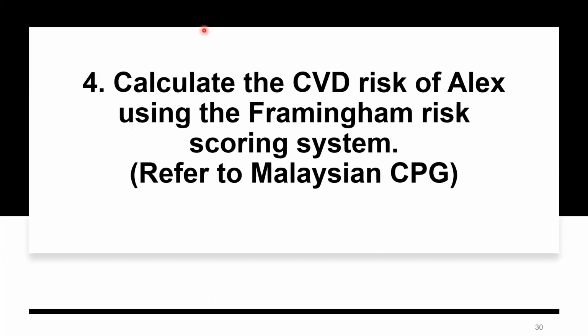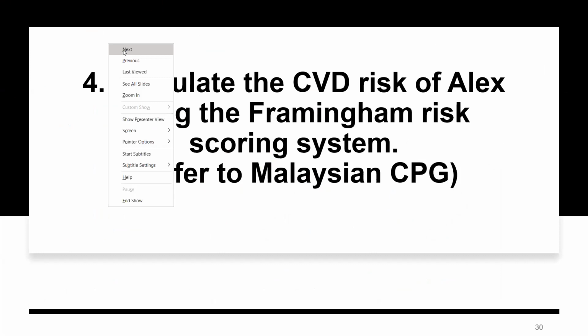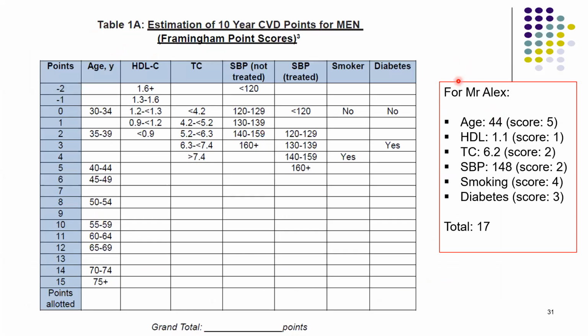Now, how to calculate the CVD risk of Alex using Framingham? We refer to the Malaysian CPG. Alex is 44 years old, so 44 means score 5. HDL 1.1, so it means score 1. The total cholesterol 6.2.